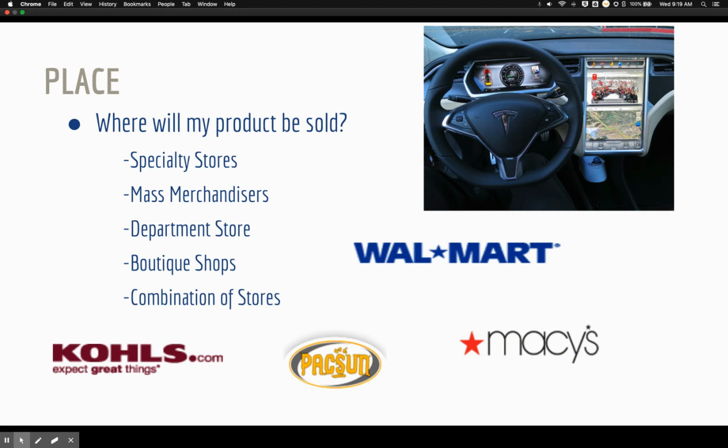Tesla here on your screen is another good example of not only thinking about where my product will be sold, but what does that say about the product? You can only buy a Tesla at Tesla dealerships, or you can buy a Tesla online. You can't go to a dealership. So what does that say about the product? If there are products that you can only get at one or two locations, that tends to communicate a certain level of exclusivity or luxury associated with that brand.